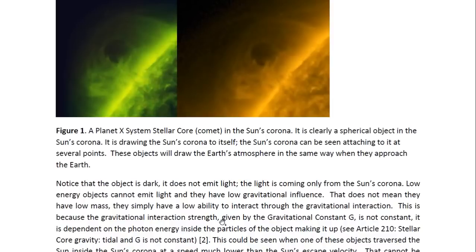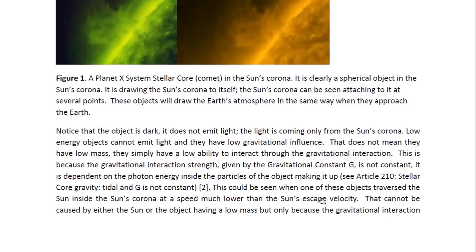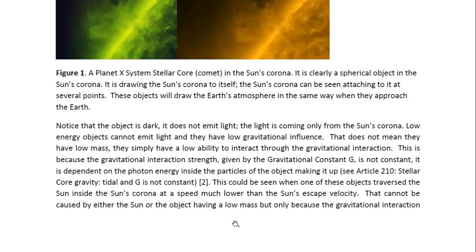So this low ability to interact gravitationally is as a result of the gravitational constant not actually being constant. And this gravitational constant gives the strength of the gravitational interaction. But it's not constant. It is dependent on the photon energy inside the particles of the object making it up. And you may look at article 210 entitled Stellar Core Gravity, Tidal, and G is not constant for more details.